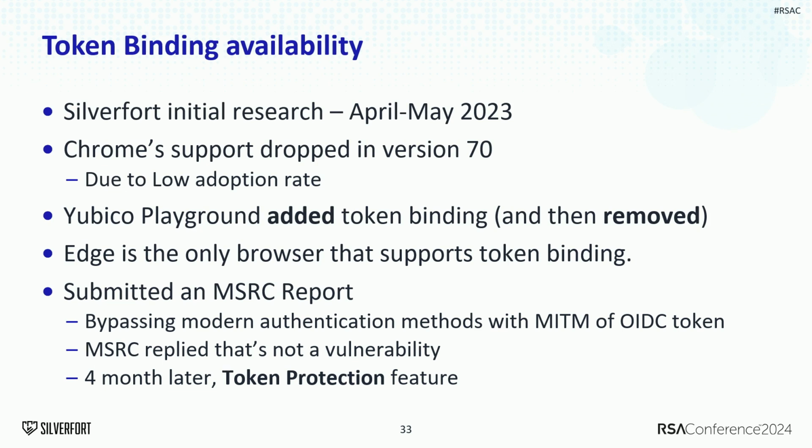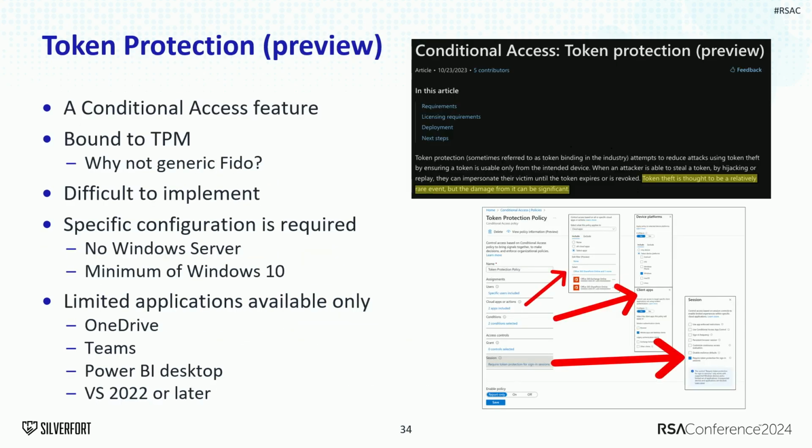MSRC replied that it is not a vulnerability. Well, it is not a vulnerability. It is an attack surface. But 4 months later, a token protection feature was presented. So let's look at that. Token protection is a conditional access feature in preview. And as I marked in Microsoft documentation, token theft is thought to be a relatively rare event, but the damage from it can be significant. So not my words, their words.